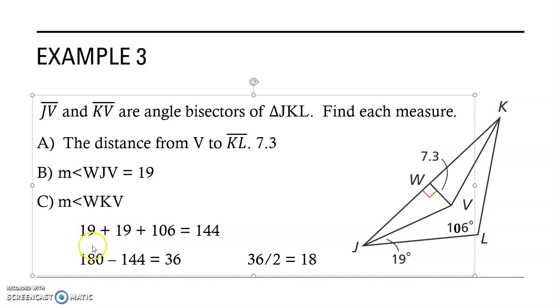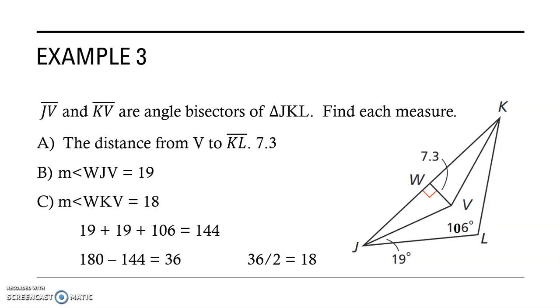So what I did is I added 19 plus 19 to get this whole angle down here. Then I added on the 106 degrees that I had in this angle over here. That got me 144. Then I did 180 minus 144, which is 36. So this total angle is 36. But they didn't want the total angle. They wanted this part of it. So I had to divide it in half. And my final answer is 18 degrees. And that's my answer for part C.